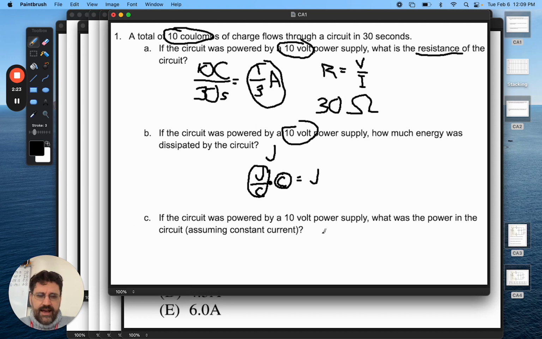But in this case, we already have the information we need to do it just by the definition of a watt, which is a joule per second. And we know from the previous part that it was 100 joules that was dissipated in 30 seconds. So that means the answer is like 3.33 watts, or 3 1/3 watts. Okay, on to part 2.